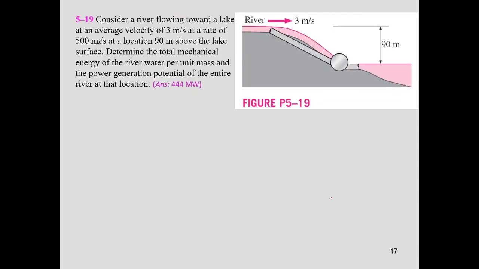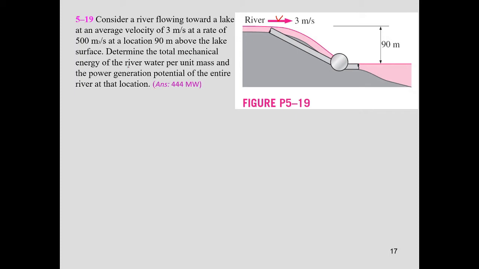Okay, we go to the third example. For this example, consider a river flowing toward a lake at an average velocity of 3 meters per second. In this case, it is a river and the flow from the river goes into the system. So there is V1, V1 equal to 3 meters per second. The flow rate is 500 meter cube per second, this is V dot, at a location 90 meter above the lake. The height difference is 90 meter.